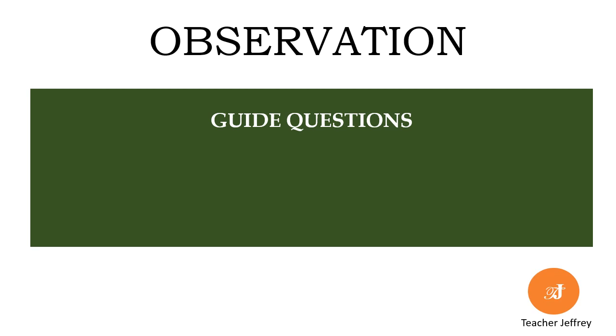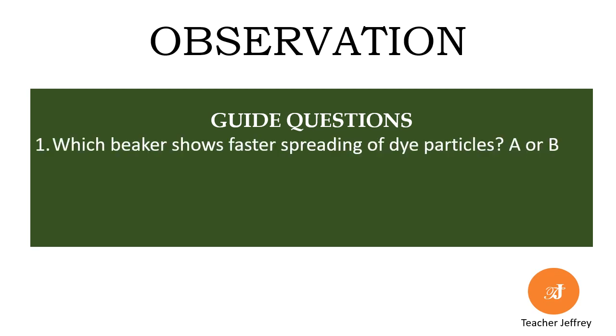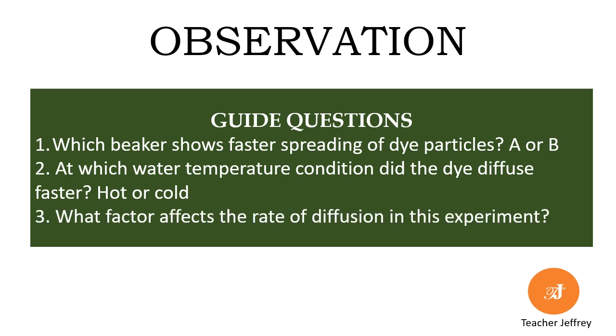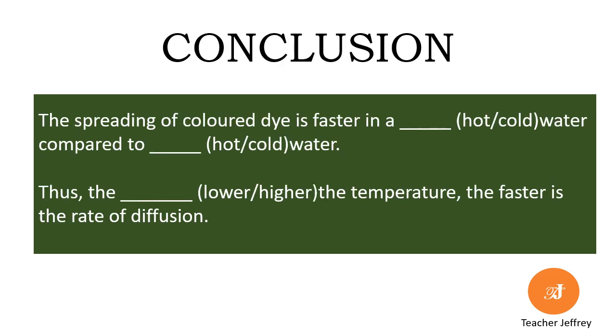Here are the guide questions for us to observe. Number 1. Which beaker shows faster spreading of dye particles? Is it A or B? At which water temperature condition did the dye diffuse faster? Hot or cold? And the last question, what factor affects the rate of diffusion in this experiment? Here is our conclusion that you need to answer after the observation. We may now start the experiment.